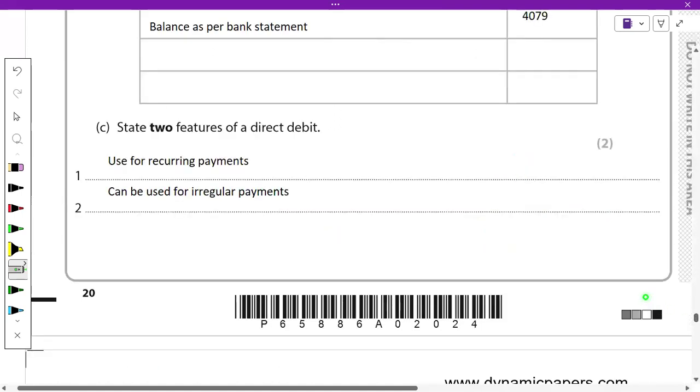Now we have to state two features of direct debit. The first one is the use for recurring payments, and the second is that it can be used for irregular payments.